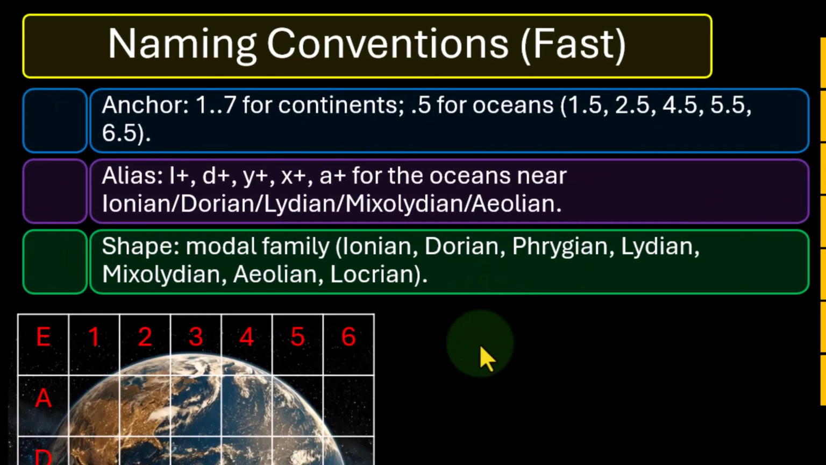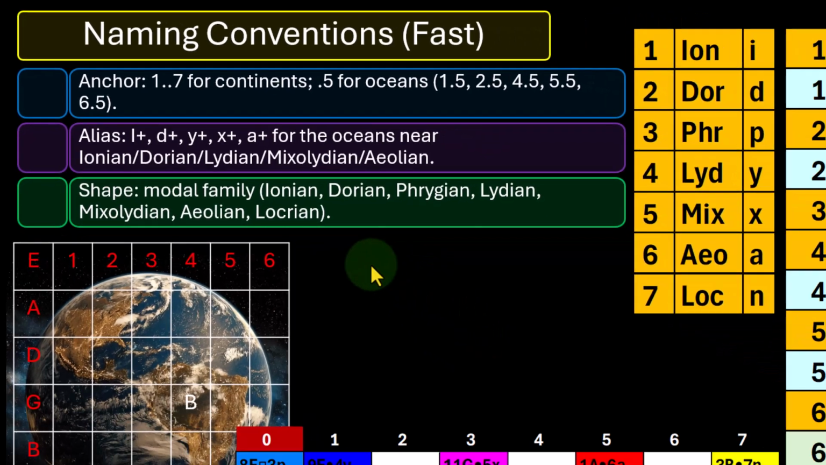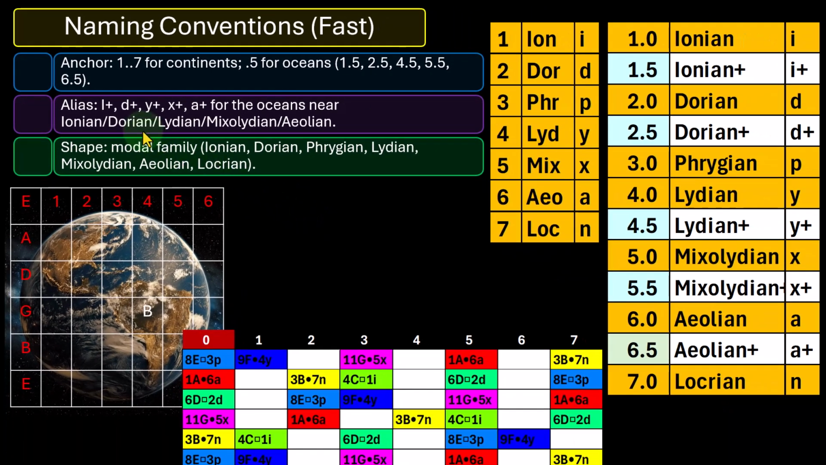So the shape modal family. So in other words, if in particular you're on the Ionian Ocean or any of the oceans, then you can name it by saying this is the note I'm on and this is the shape of the chord, named either major or minor, but more specifically by the Ionian, Dorian, Phrygian, Lydian, Mixolydian. That gives you more flavors when you have more complex chords past simply triads.